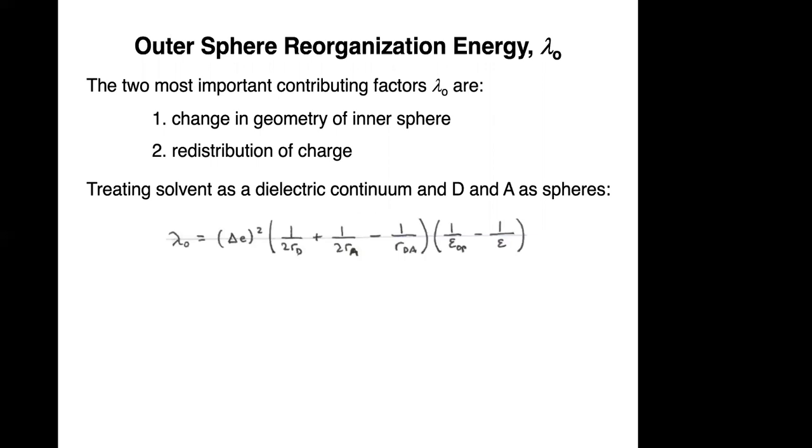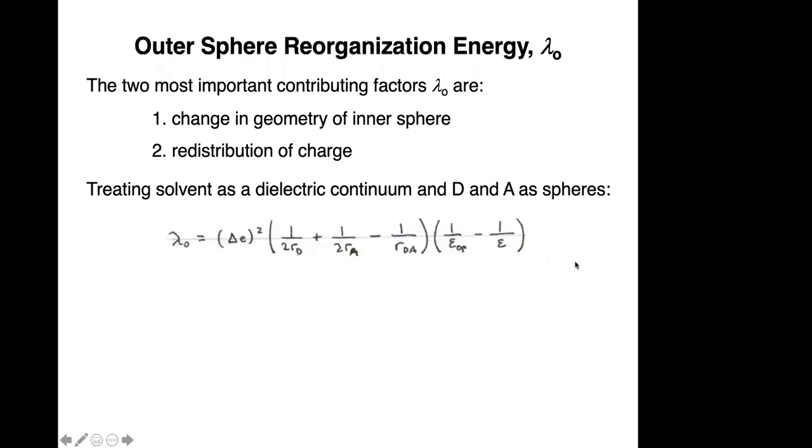And so you can estimate this part of the reorganization energy by treating the solvent as a dielectric continuum and modeling the donor and acceptor metal complexes as spheres. The larger the sphere, of course, the less the charge of the complex will be impacting the solvent arrangement, and so the smaller the lambda O. The greater the change in charge for the reaction, the larger the response of the solvents should need to be.